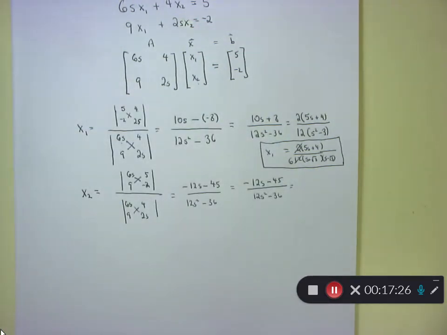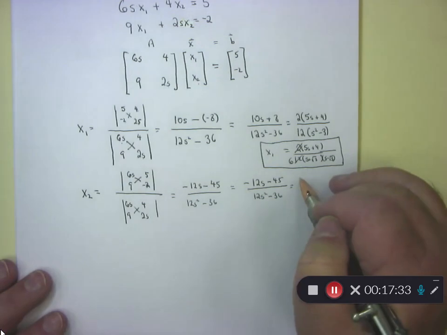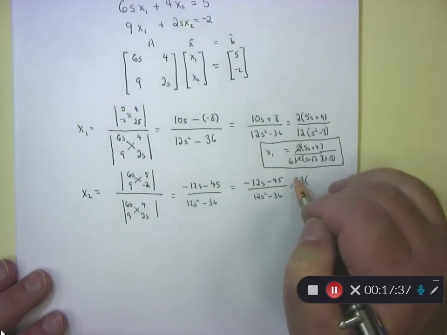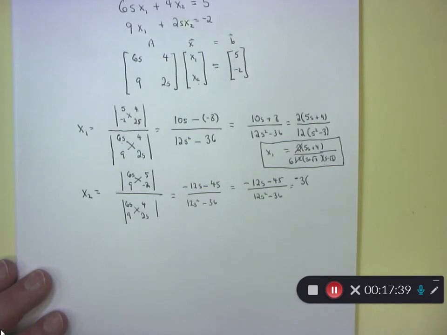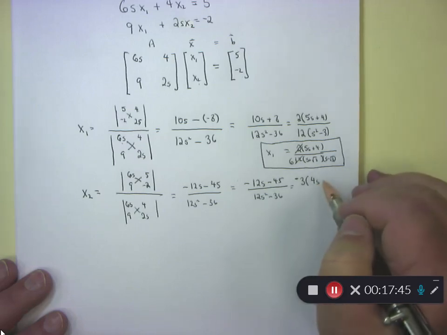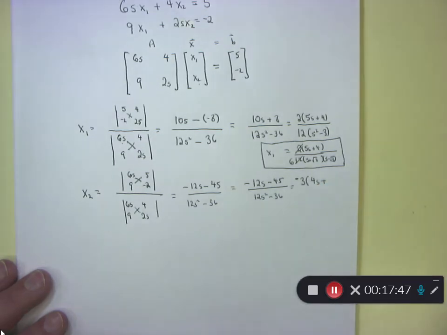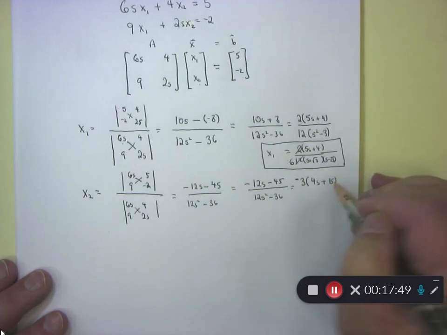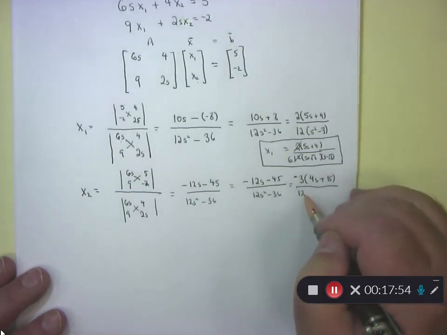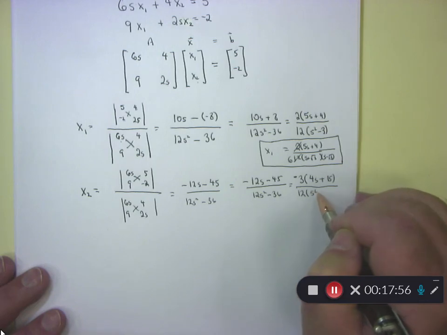What about this guy? What can you factor out of this guy here? You can factor out a 3. When I factor out a 3, what am I left with? Let's take out a negative 3. It's a lot better. So what am I left with? We can factor a negative 3 out of the 12s, you're left with a 4s. You factor a negative 3 out of the 45, you're left with a plus 15, divided by, you can factor the 12 out, and you're left with s squared minus 3.